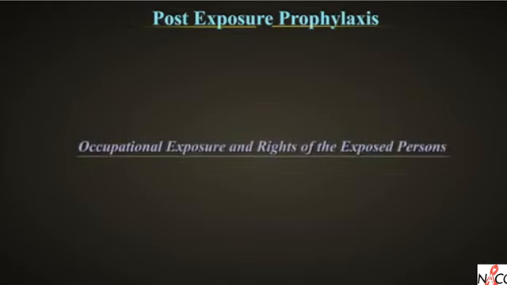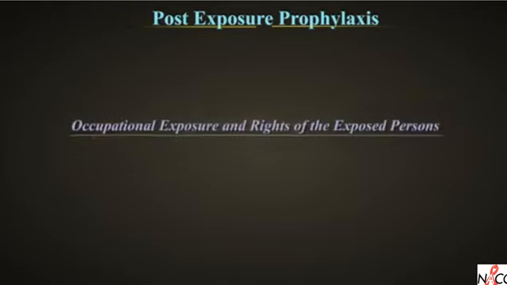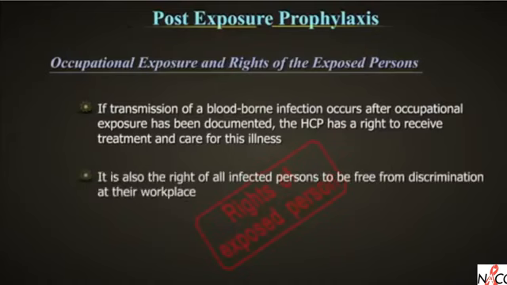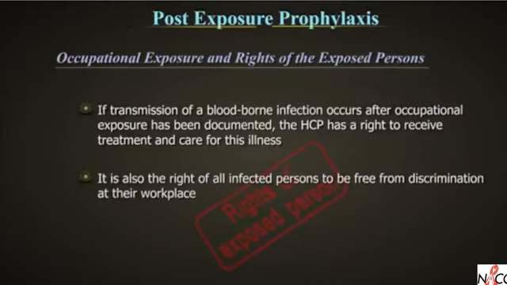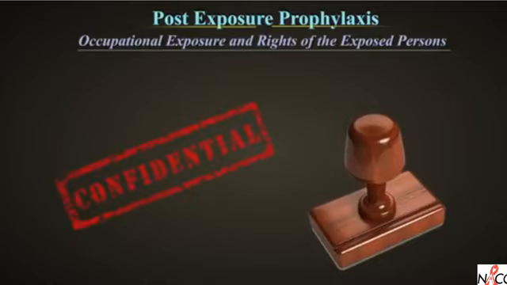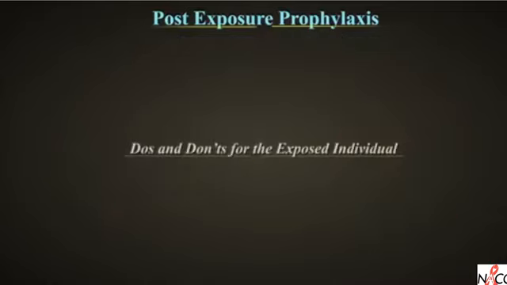Occupational exposure and rights of the exposed persons. If transmission of a bloodborne infection occurs after occupational exposure has been documented, the healthcare professional has a right to receive treatment and care for this illness. It is also the right of all infected patients to be free from discrimination at their workplace. Such patients are entitled to have all their human rights respected, beginning firstly with the right to confidentiality regarding their healthcare.